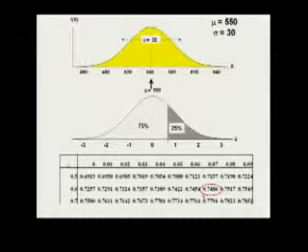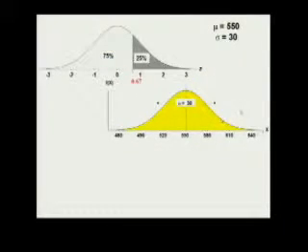Now looking at this area, it's somewhere in here. It's not exactly 0.75, but it is 0.7486, as close as it can get to 0.75. At this area, our z value is 0.67, as you can see here, 0.6 from the first column and 0.07 from the first row. So our z value is 0.67. Now that doesn't finish the problem, because we still need to take that z value and convert it back to an actual score. And the way we do that is by using the z formula.